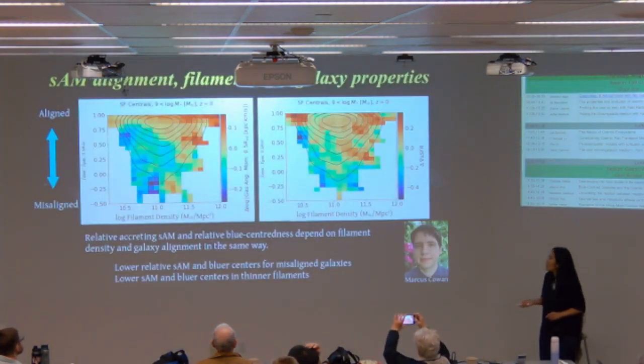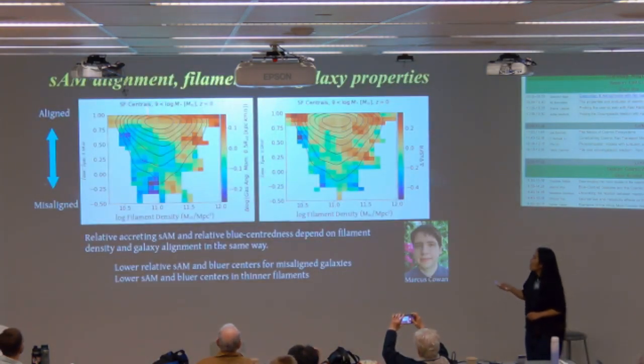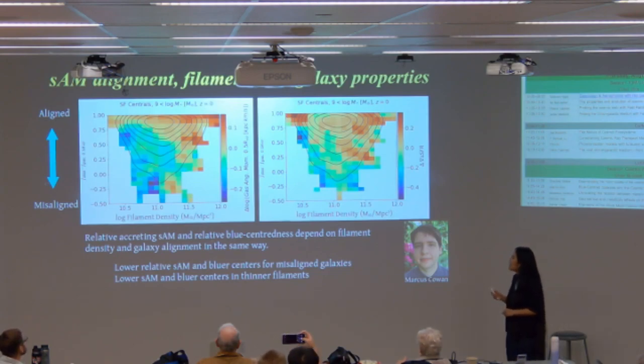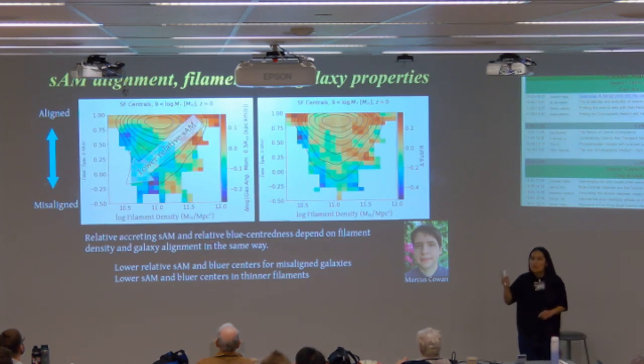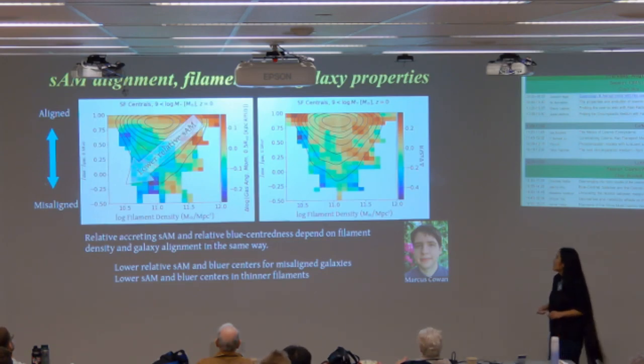We have the alignment versus density, and we have now color-coded by the relative angular momentum, and we still get the same behavior. Basically, we get relatively lower specific angular momentum when you're misaligned and when you're in thinner filaments. And same here.